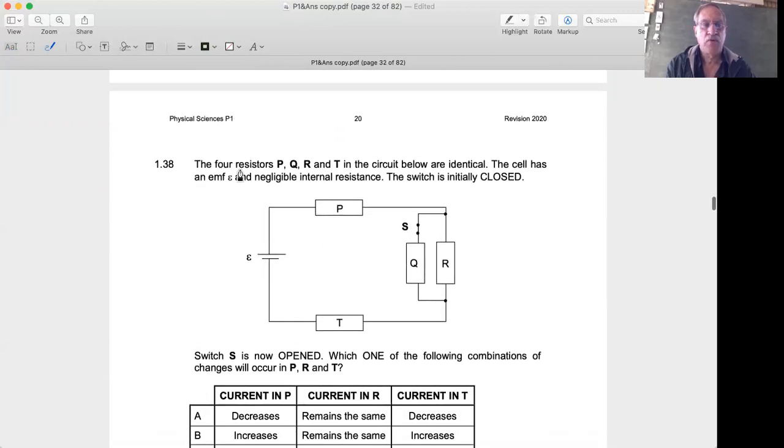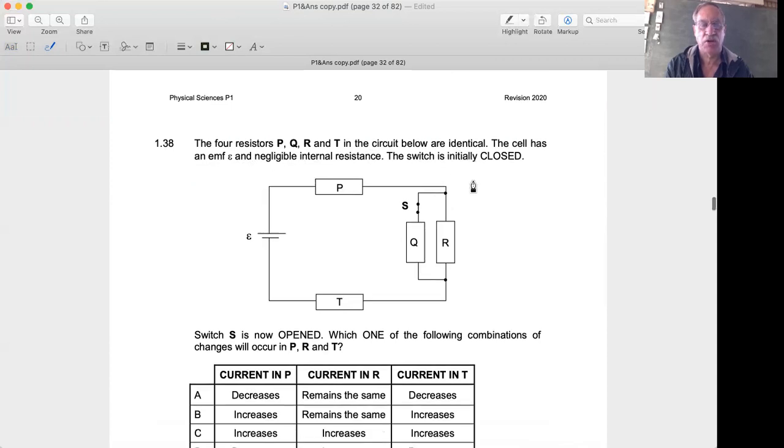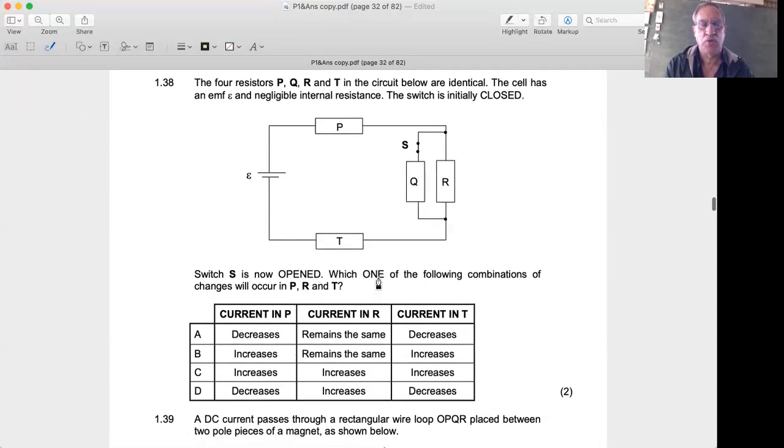Okay, 4 resistors P, Q, R, and T are identical, in a circuit. The cell has an EMF of epsilon and negligible internal resistance. The switch is initially closed. When the switch is now opened, which one of the following combinations of changes will occur in P, R, and T?